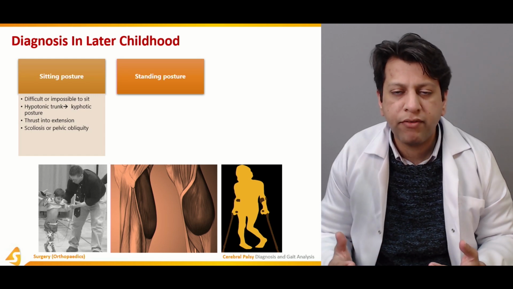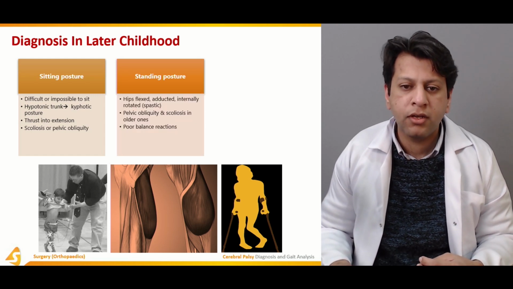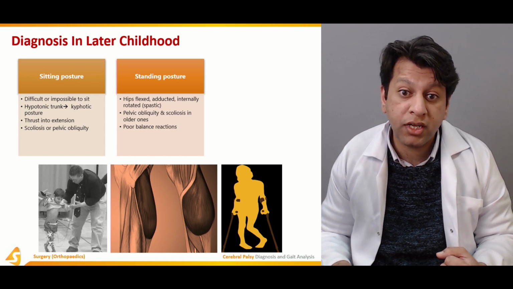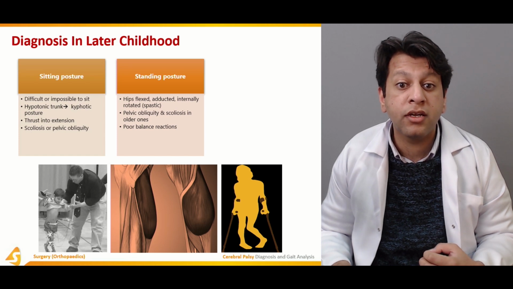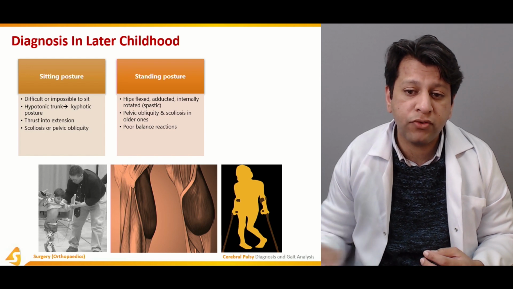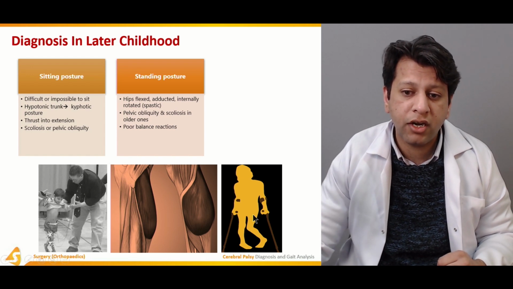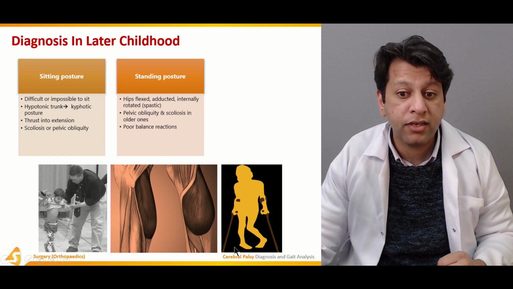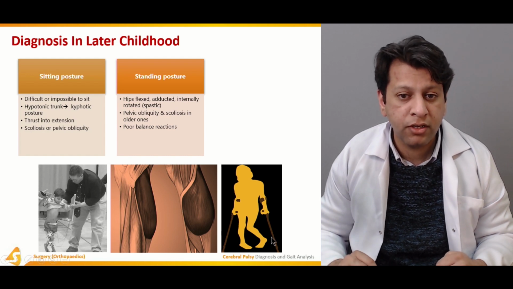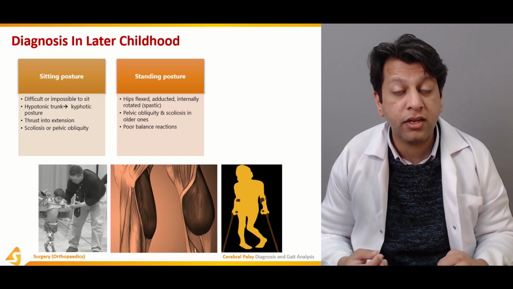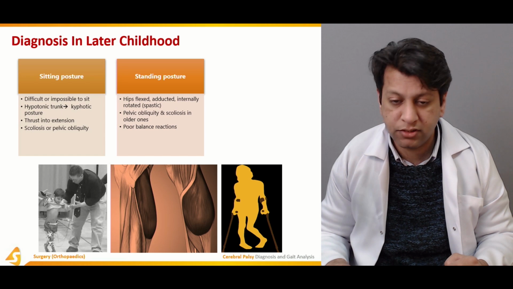Now, standing: we have to assess their standing posture as well. We have to see whether the hips are flexed or not, whether there is an associated flexion deformity, whether they are adducted or not, and whether the hips are internally rotated or not. This is the classical representation. If you see this diagram, this is the kind of presentation they have. Their hip is flexed and internally rotated, the knee is flexed, and the ankle is plantar flexed or in the form of equinus. You have to look at the pelvic obliquity as well, because there is associated scoliosis, and they have poor muscle balance.